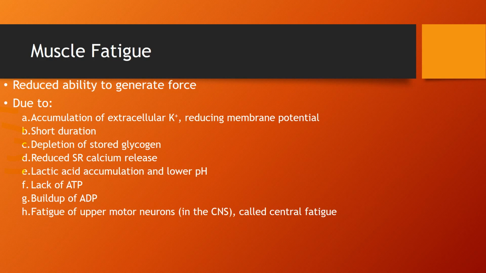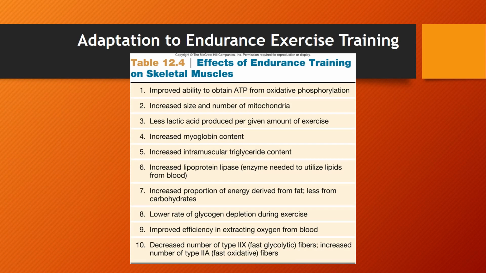Also, we start to decrease the amount of ATP. We're not replenishing our sources, and rather what we have is a buildup of ADP to offset that, as the ATP is being broken down when it's being used. And then also our motor neurons can be fatigued over time, and so decrease the rate of action potentials that are generated from them.